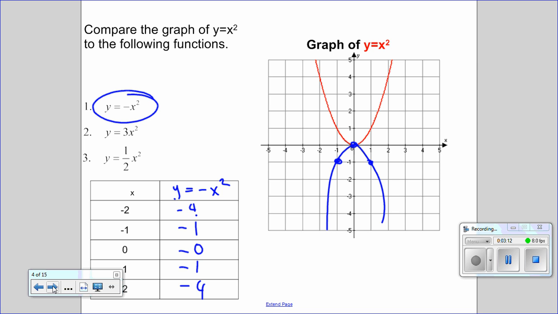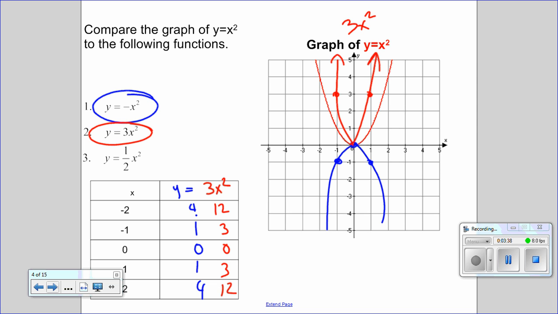What happens if I multiply the y values by 3? So instead of x squared, I can now take all of these outputs and multiply by 3. So that'd be 12, 3, 0, 3, and 12. So graphing that, I'll just graph the easy ones, (1, 3) and (-1, 3). So I now have a graph that looks like this. That is 3x squared. It's more narrow. We might say it's taller.